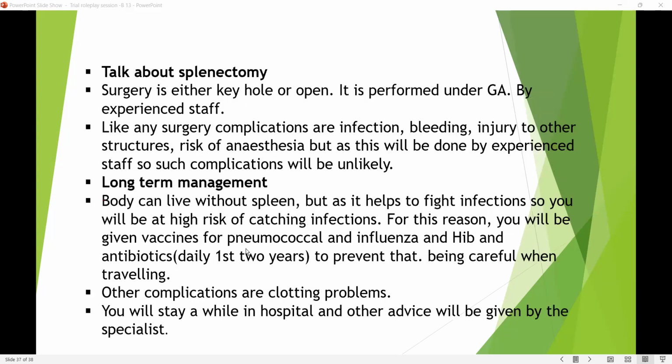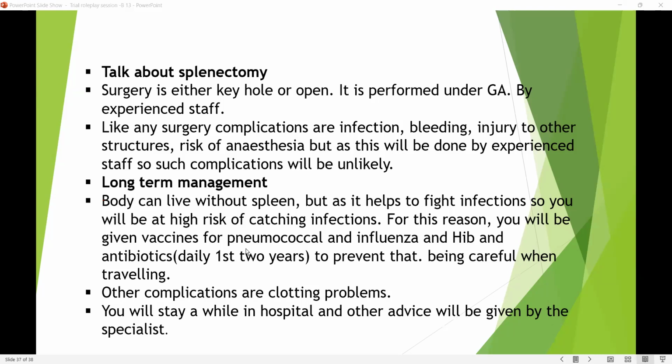You have to talk about splenectomy. Surgery is either keyhole or it could be open. And don't worry, it will be performed under general anesthesia by experienced staff. With any surgery, there could be some complications like infection, bleeding, injury to other structures, risk of anesthesia. But don't worry, it will be done by experienced staff, so complications will be unlikely.